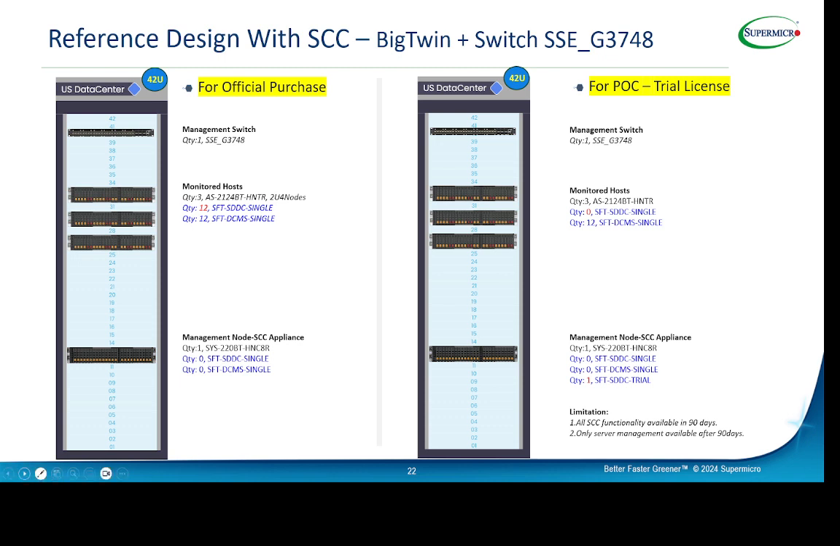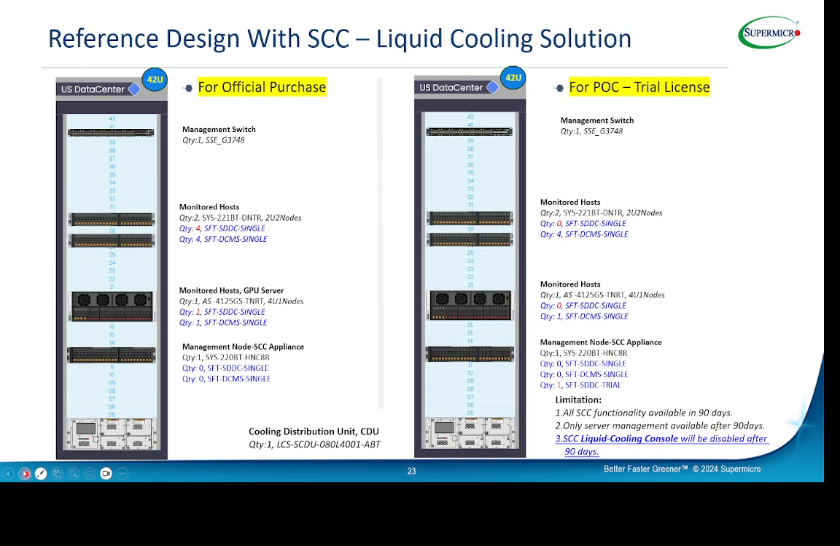Okay, moving on to the next use case, which is a liquid-cooled rack solution. So in our liquid-cooled rack solution, we have a management switch for official purchase, again, to manage our BMC. We have an SDDC license of 4. So we have a 2U 2-node configuration. So 2 times 2 is 4. So in this case, to purchase, we would purchase 4 SDDC single licenses and 4 DCMS single licenses.